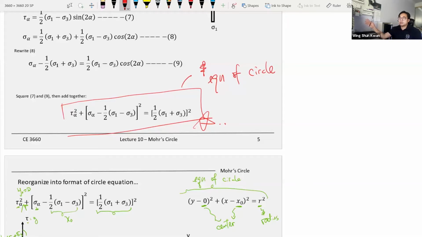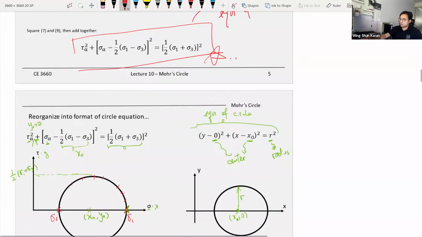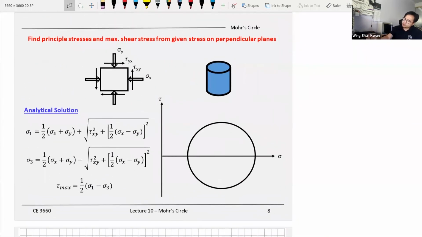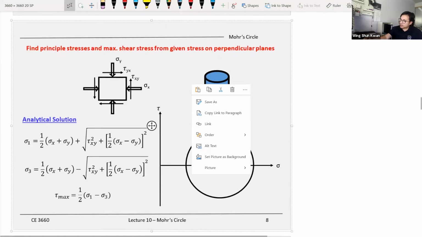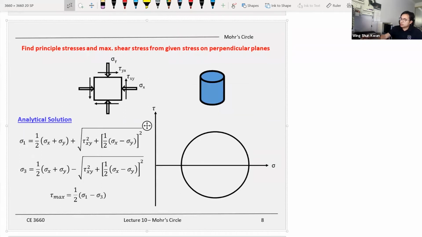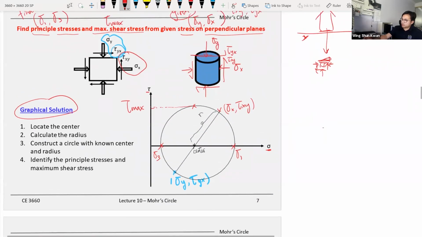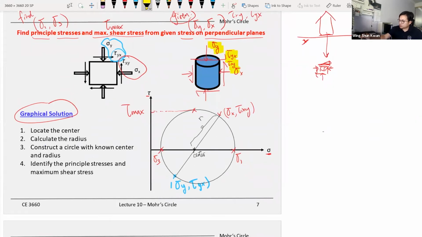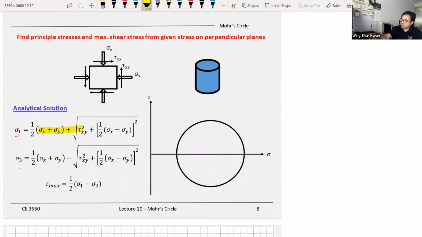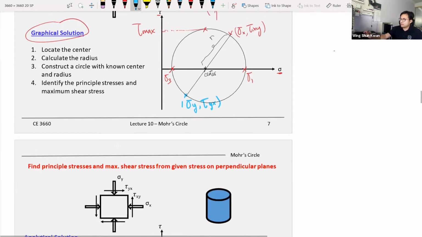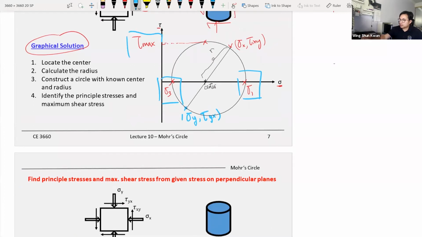Sigma alpha means the stress at any given plane orientation. So it can be sigma x and sigma y. If you are given the sigma x and the shear stress and also the normal stress, you can solve the equations and then solve for sigma 1 and sigma 3, and this will be your analytical solution. Which means if you are given all the stresses here and you plug them into these equations, you can solve for sigma 1, sigma 3 and the tau max, and they need to be the same as the graphical solutions. So those are the same.